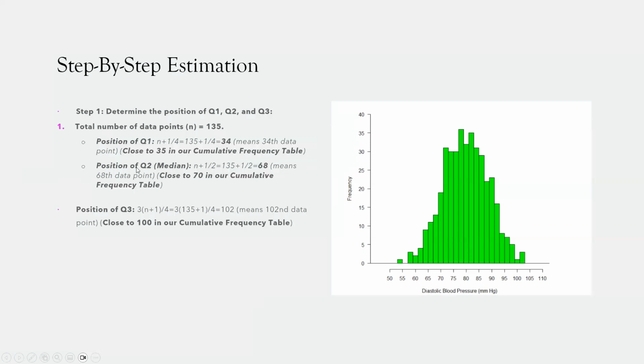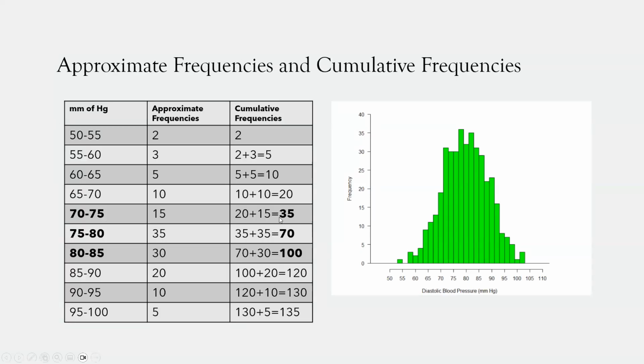Second quartile, position of the Q2, that is the actual median: n plus 1 divided by 2, not by 4. That was by 4. It is by 2. So 135 plus 1 divided by 2, that is 68, means 68th data point, which will be close to 70 in our cumulative frequency table. 68, we do not have 68, but it is very close to 70. So between 75 to 80 is our Q2.